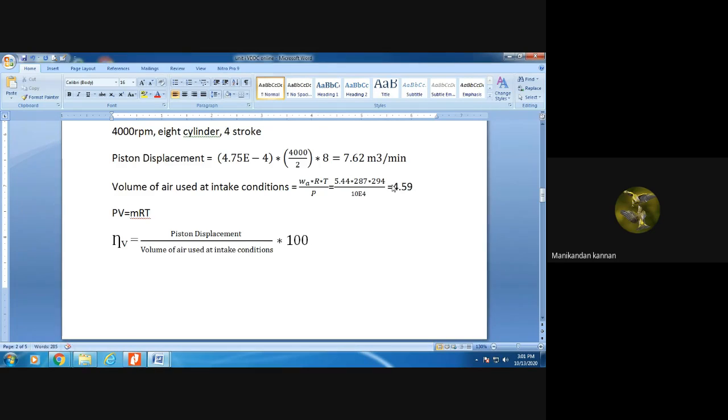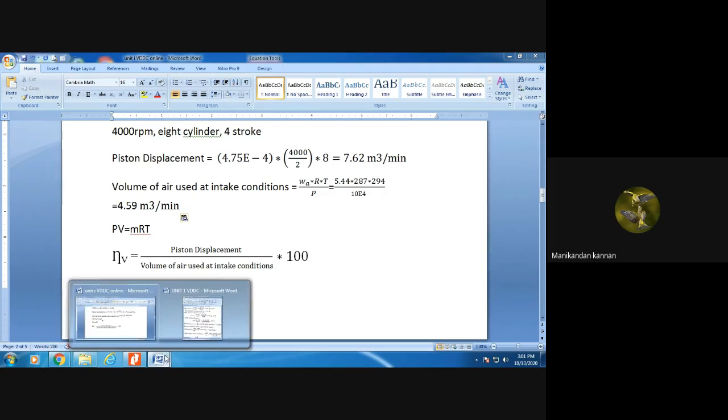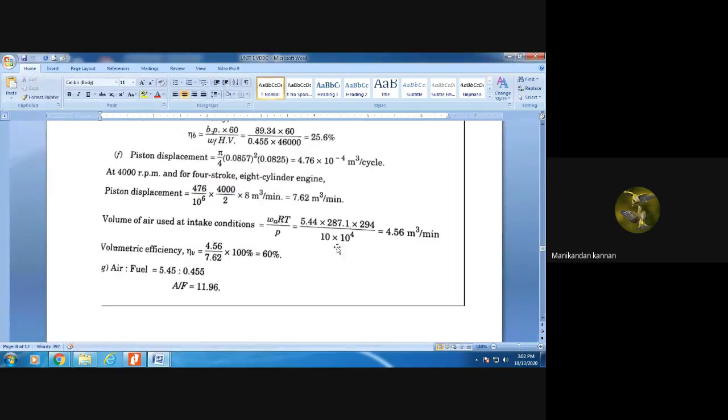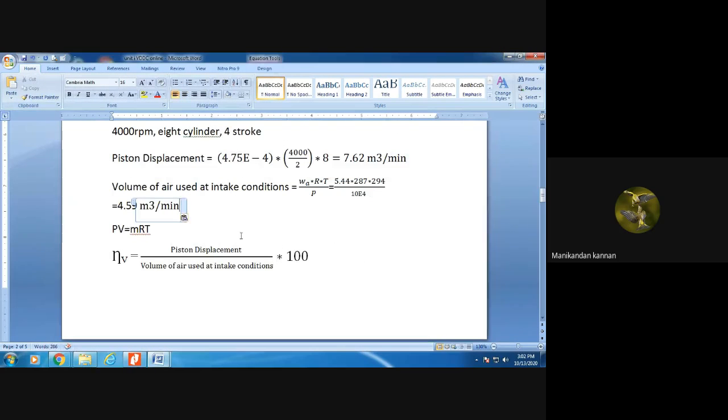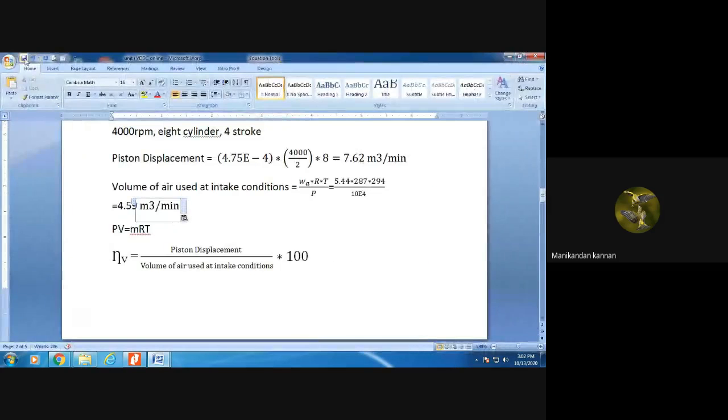4.59. This volume unit also will be meter cube per minute. Let me explain to you why, and how, by using this formula, we are getting meter cube per minute. Let us see his answer. He's getting 4.56. You are getting 4.5, not an issue. See, I'm going to explain the unit.